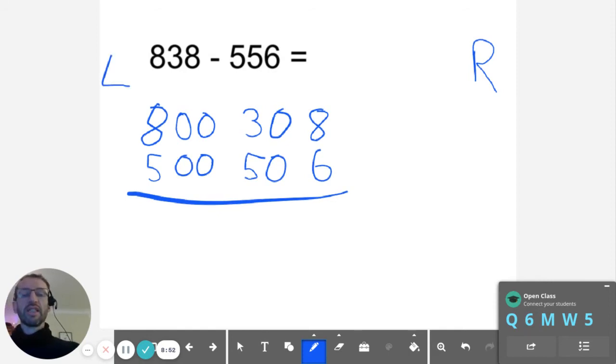Starting on the right, I've got an 8, take away 6 is 2. I've got 30, take away 50, I cannot do that. So I've got to take away 100 from here. Instead of 800, I'm going to be left with 700. And 100 goes over here. Now, so 130 take away 50.